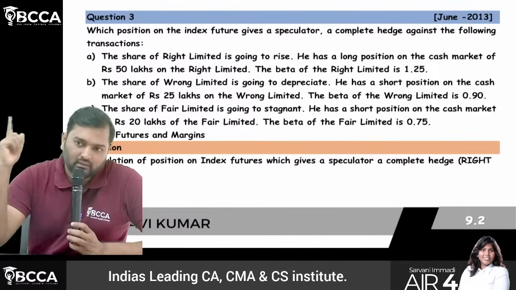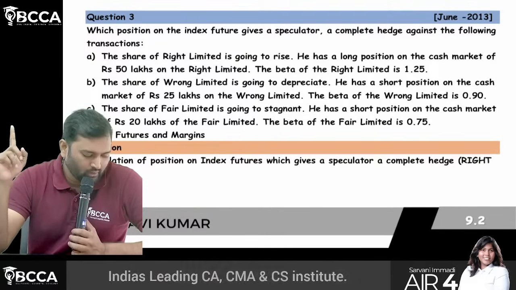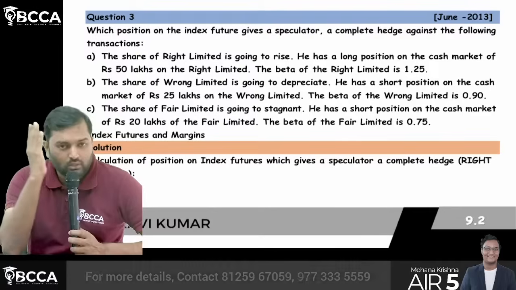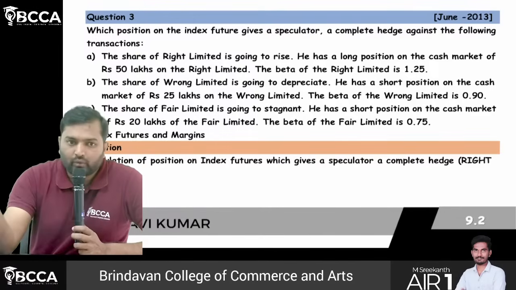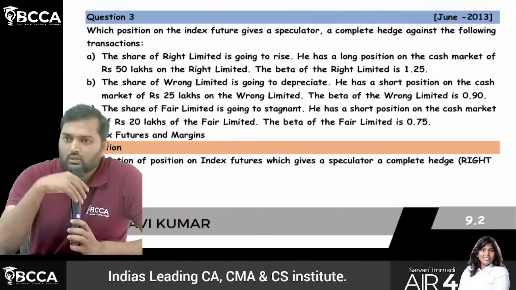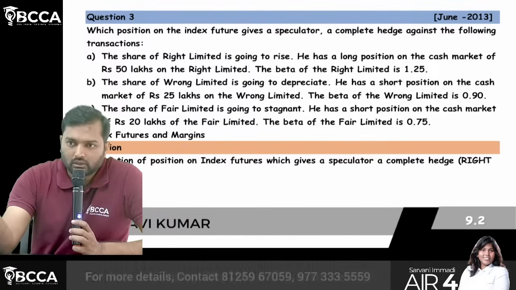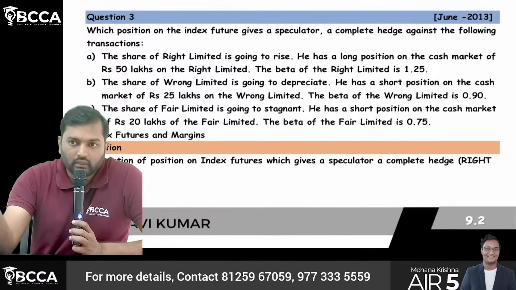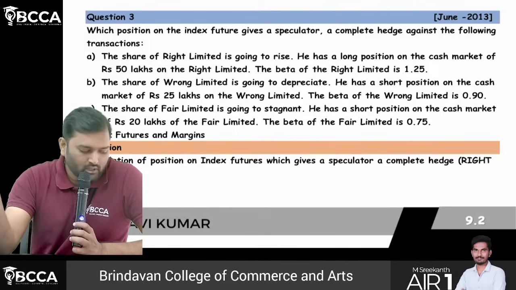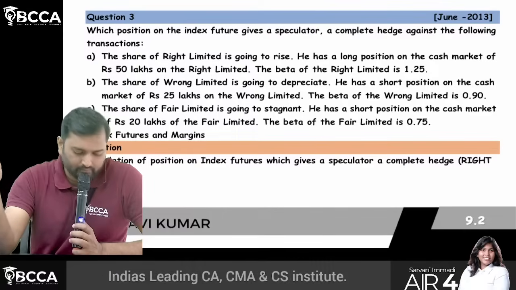So in index, what is the beta? Beta is equal to 1.25. Is beta positive or negative? Positive. That means both shares and market move in the same direction. In shares I have taken a long position, so in market I cannot take a long position. If I take a long position, risk will increase. So that's why I have to take an opposite position, that means a short position.